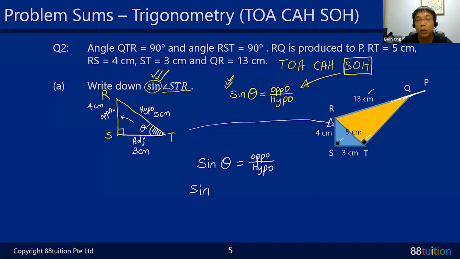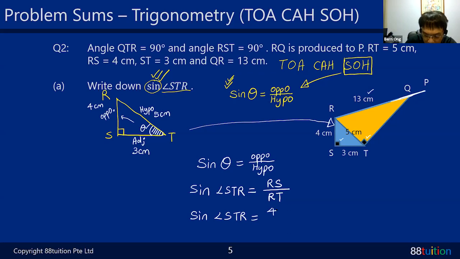Theta, right? We are not looking for a general theta. We are looking for angle STR, so I can put in STR like that. And what's the opposite? Opposite is actually RS, the length RS, and the hypo is RT. So opposite over hypo, and I can give a final conclusion. Sine angle STR is equal to RS over RT. RS is 4 and RT is 5. So your answer is simply 4 over 5.